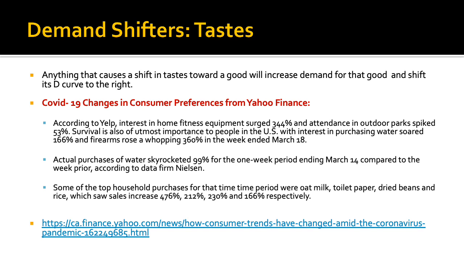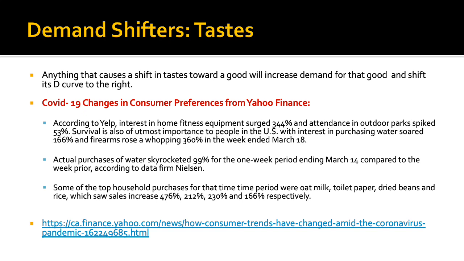Some of the top household purchases for that time were oat milk, toilet paper, dried beans, rice. They all saw increases that were exponential, basically. You can see toilet paper rose by 212%, which obviously didn't even compare to oat milk, which soared 476%. Now, demand shifted in these cases, and later on we'll go into detail discussing how that might have impacted the price of these goods.